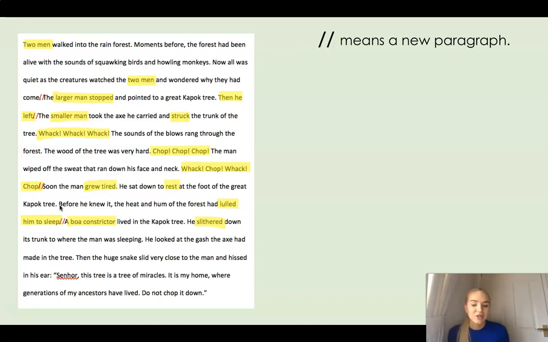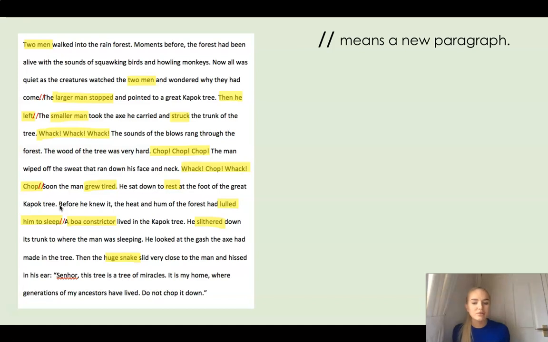He looked at the gash the axe had made in the tree. So that's a little bit of what the axe had done to the tree. Then the huge snake slid very close to the man and hissed in his ear. So it's about the huge snake again. Senor, this tree is a tree of miracles. It's my home, where generations of my ancestors have lived. Do not chop it down.